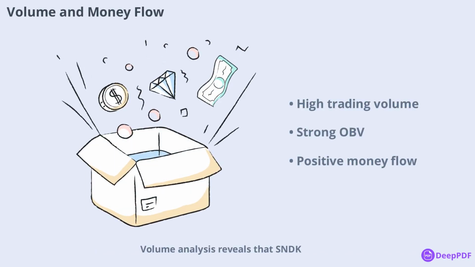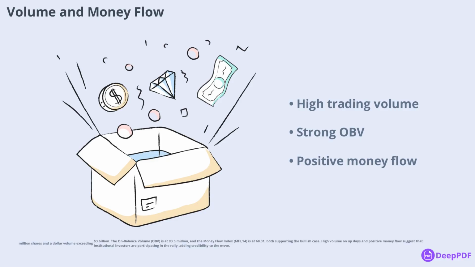Volume analysis reveals that SNDK has seen significant trading activity, with a recent daily volume of over 11 million shares and a dollar volume exceeding $3 billion. The on-balance volume, OBV, is at 93.5 million, and the Money Flow Index, MFI 14, is at 68.31, both supporting the bullish case. High volume on up days and positive money flow suggest that institutional investors are participating in the rally, adding credibility to the move.